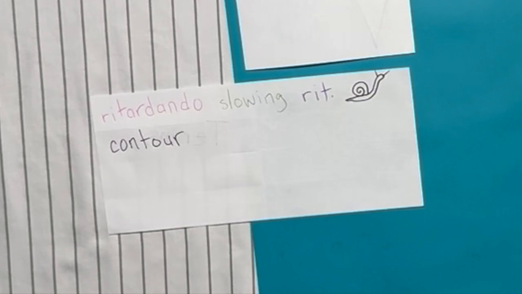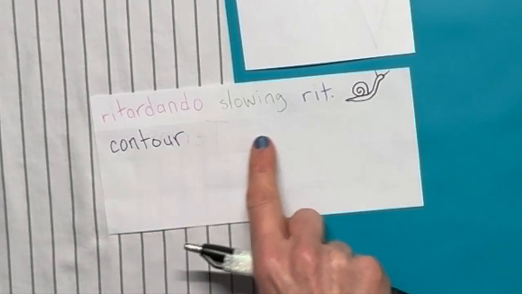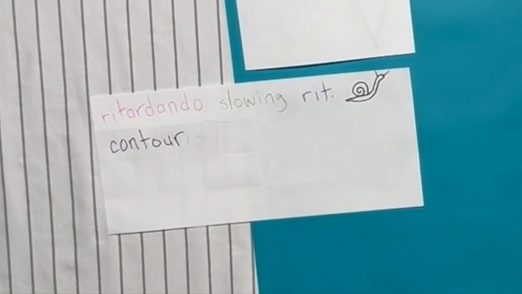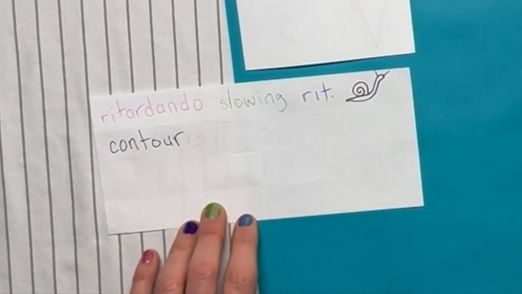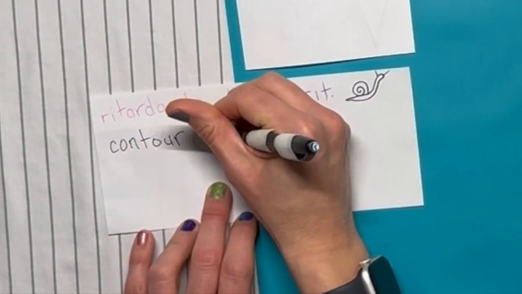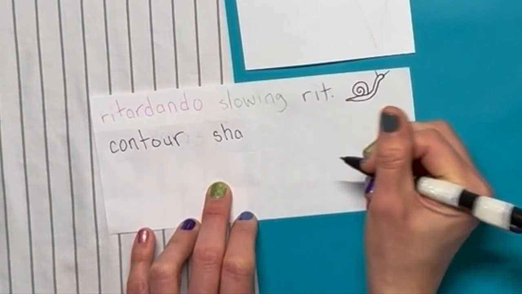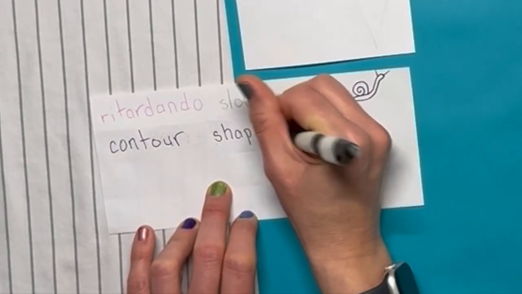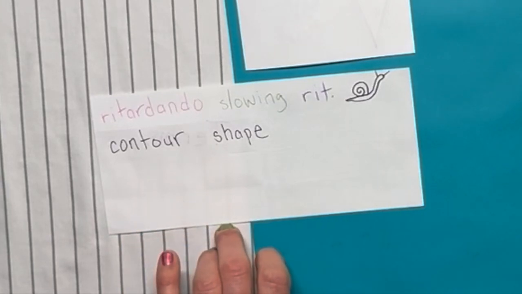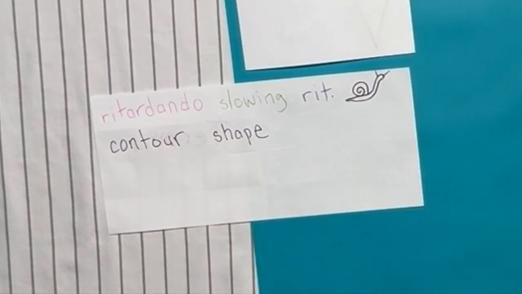Now, contour refers to the shape of the music. I'll show you on the music in a moment what I mean, but let's write the word shape next to that. Shape, S-H-A-P-E. And now I'm going to show you some specific examples and then we're going to draw some little pictures here to help us remember what that means.